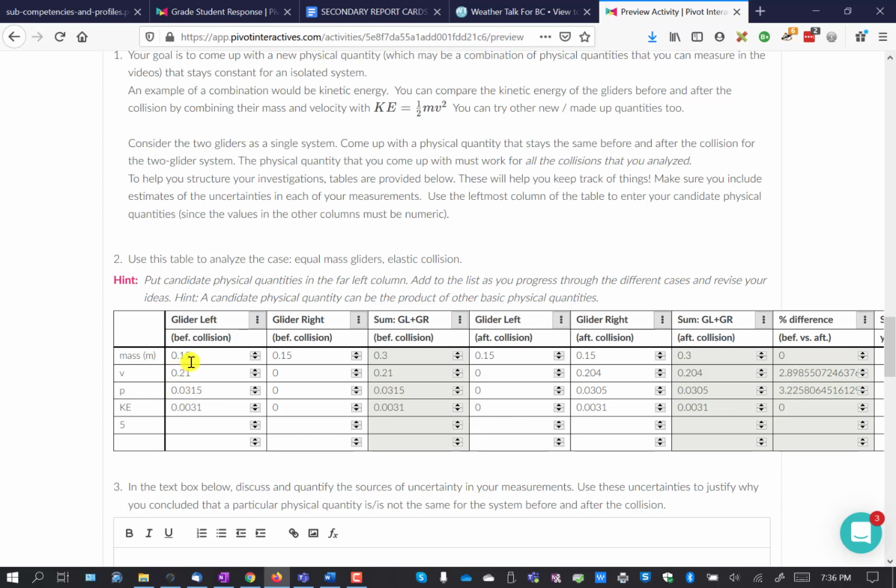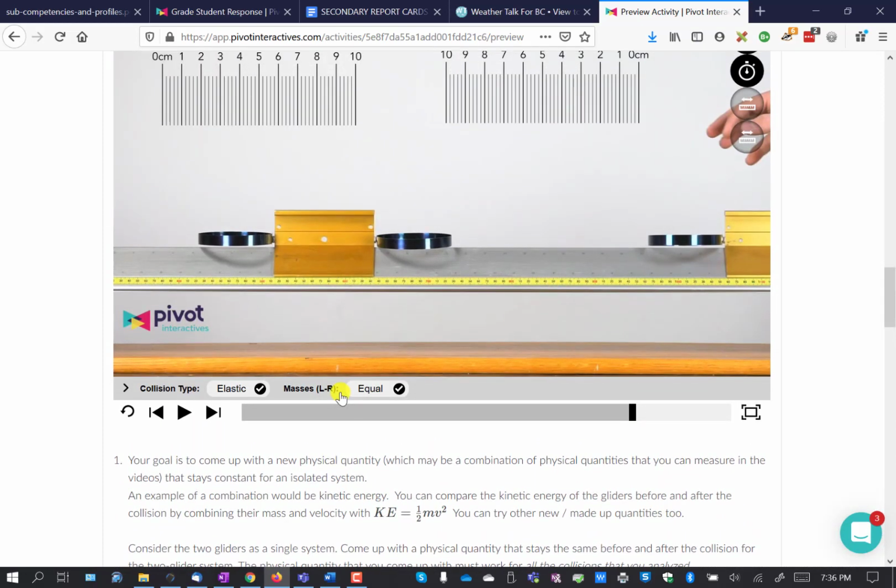And if we actually take these values for mass and velocity, we can calculate the kinetic energy before, which is 0.0031 joules. And then the kinetic energy after is 0.0031 joules. The 0% difference, the kinetic energy stayed the same. This was an elastic collision.